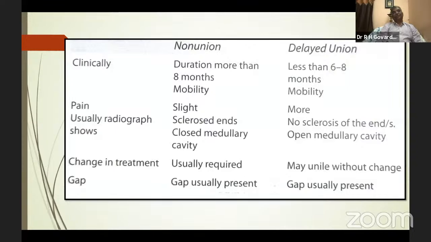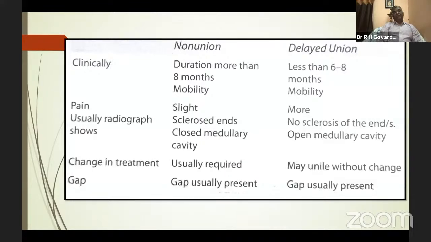Clinically, duration more than 8 months with mobility is non-union, whereas delayed union is less than 6. These are all for adults; we are talking about long bone non-unions. Less than 6 to 8 months. Mobility is not frank mobility, but there is a little bit of mobility. Pain is slight in non-union, whereas in delayed union it is more.